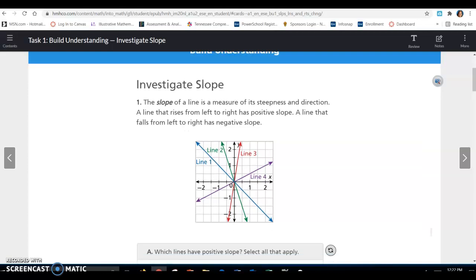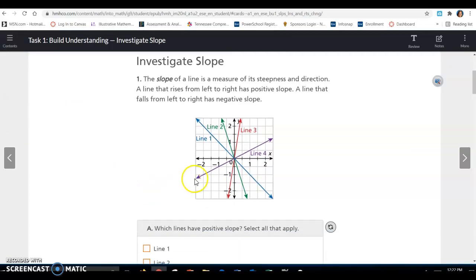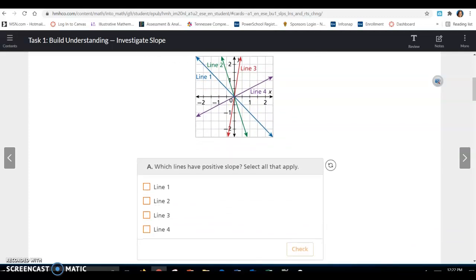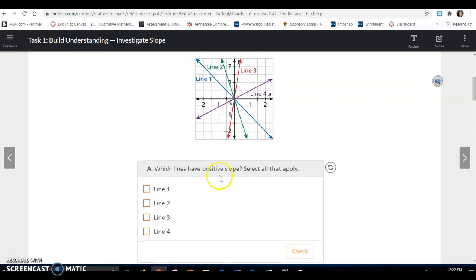A line that rises from left to right, and we're going to read the lines from left to right, has a positive slope. A line that falls, like the blue line here, from left to right has a negative slope. All right, so the first question says, which lines have positive slopes?